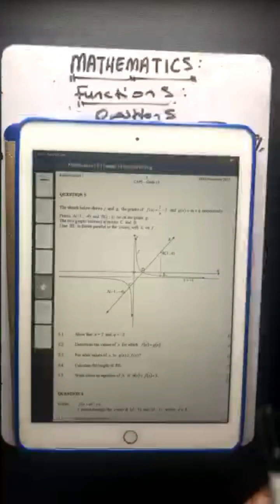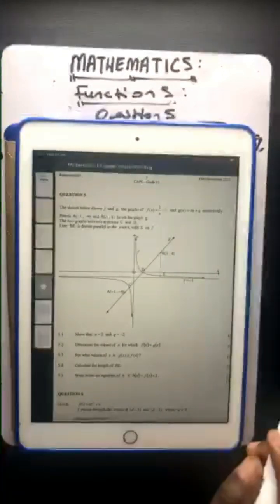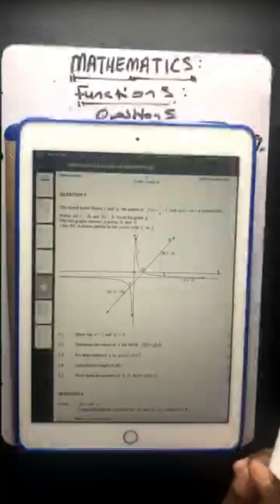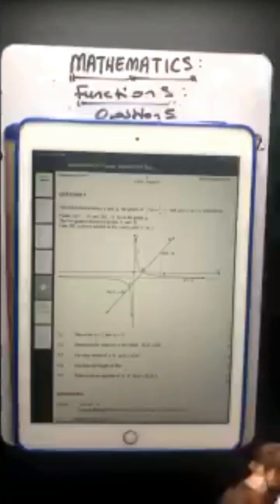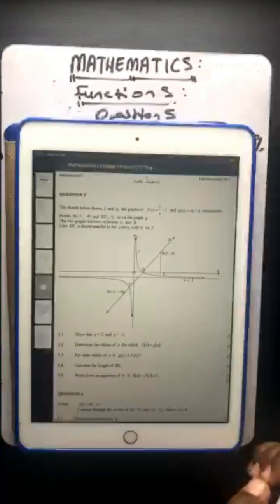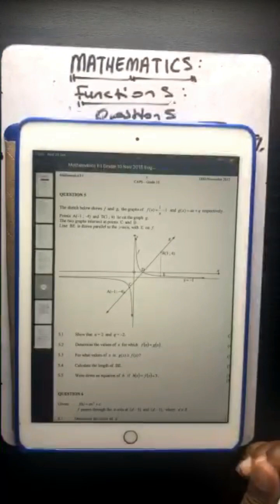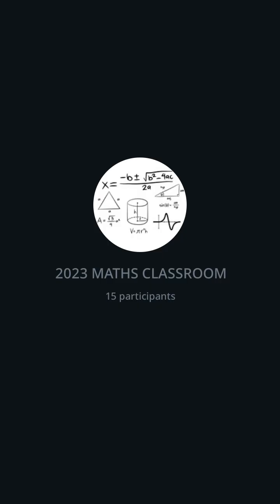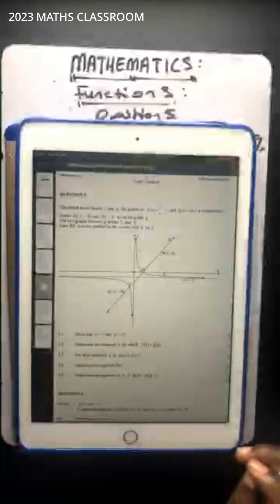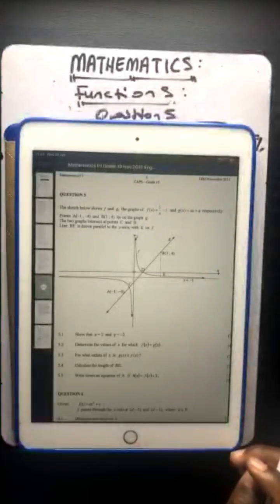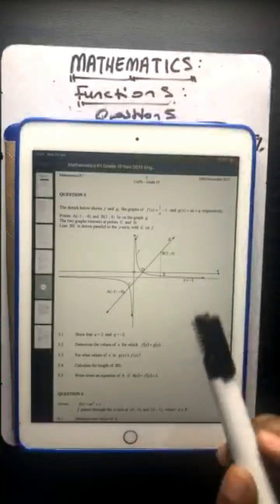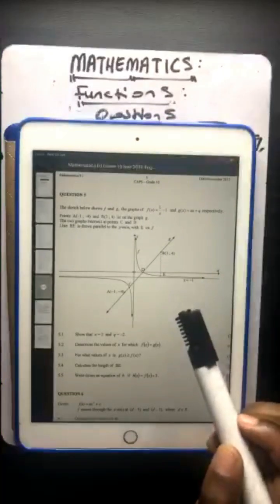I'll just quickly read it there in the group. So I was saying points A being -1 and -4, and B being 3 and 4 lie on the graph. The two graphs intersect at points C and D. A line BE is drawn parallel to the y-axis with E on F.